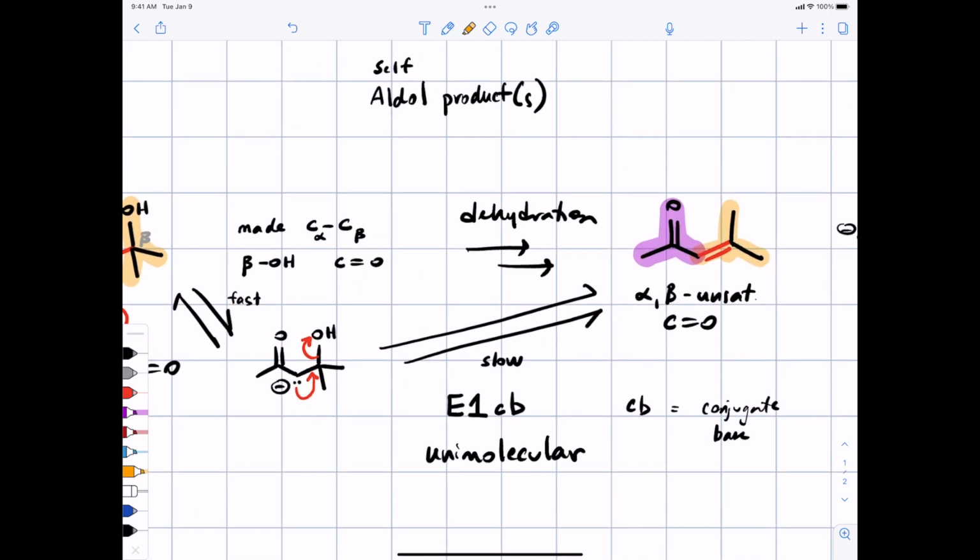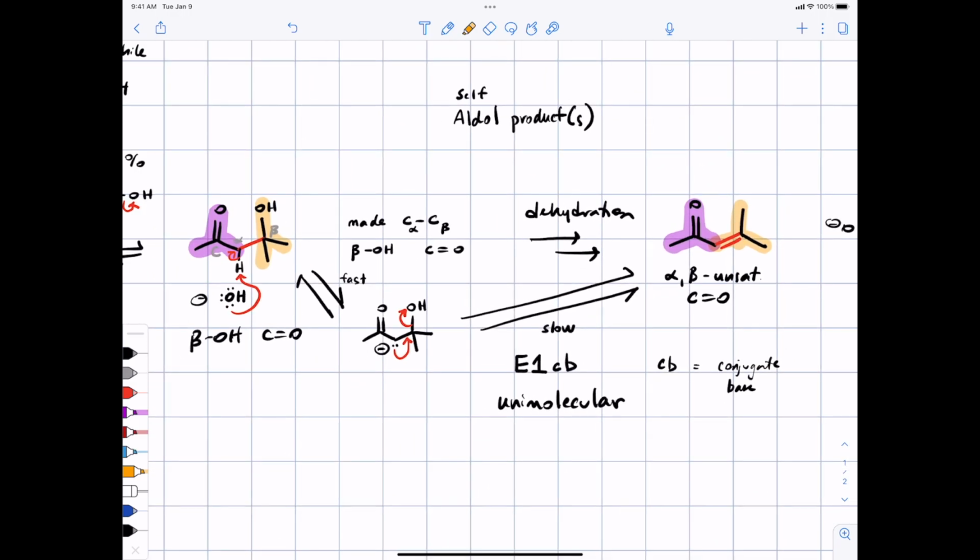And the bond you make, whether you're looking at the alpha beta unsaturated carbonyl compound or the beta hydroxy ketone, the bond that you made in this reaction is the carbon-carbon bond between alpha and beta carbons. Single bond for the beta hydroxy carbonyl compound, double bond for the alpha beta unsaturated one.